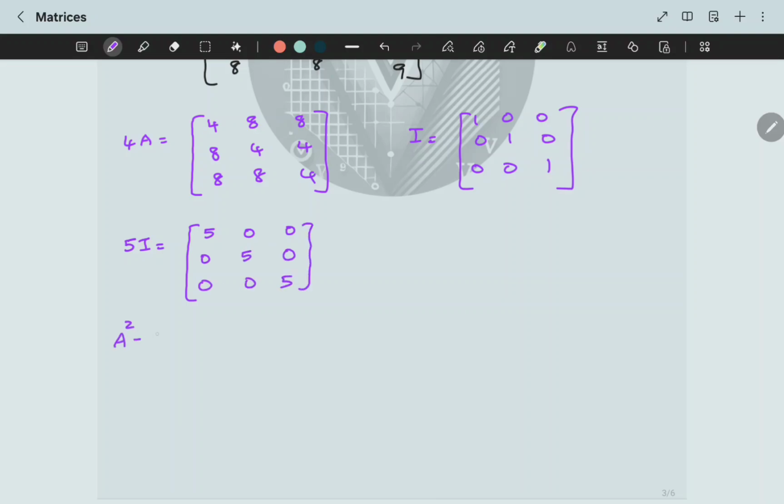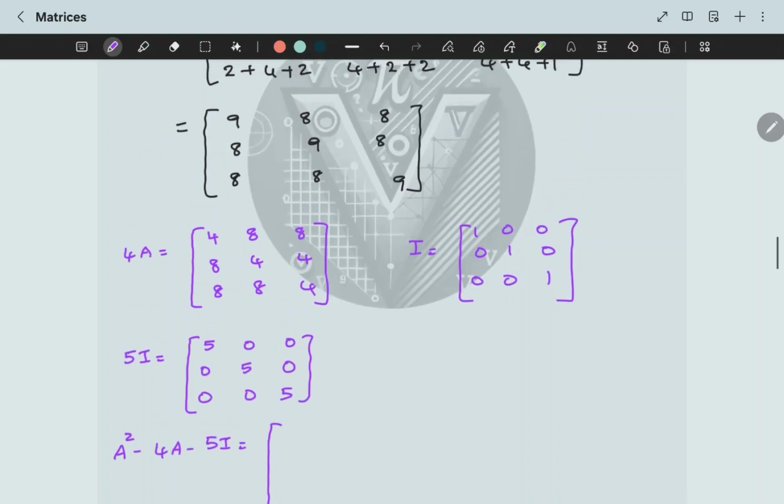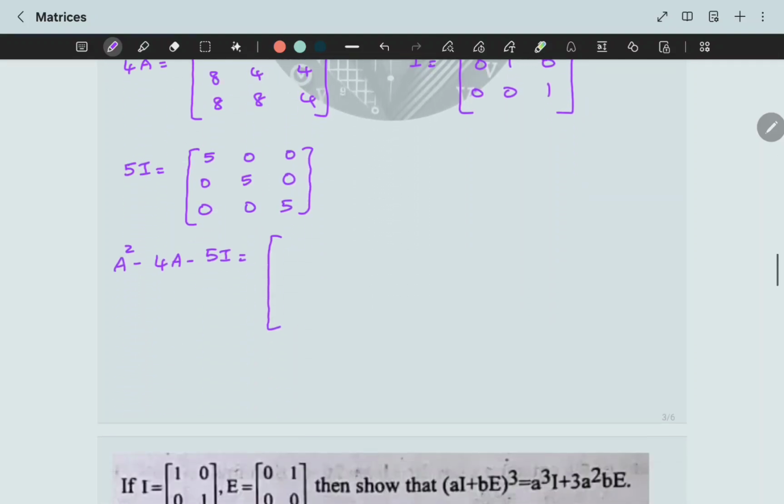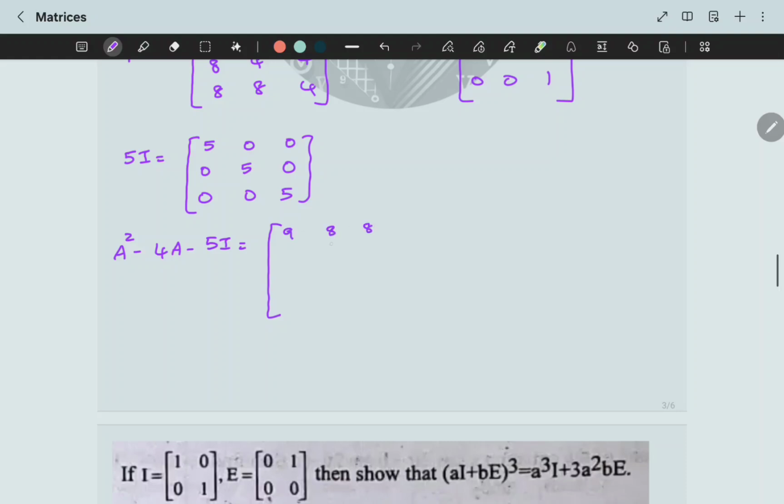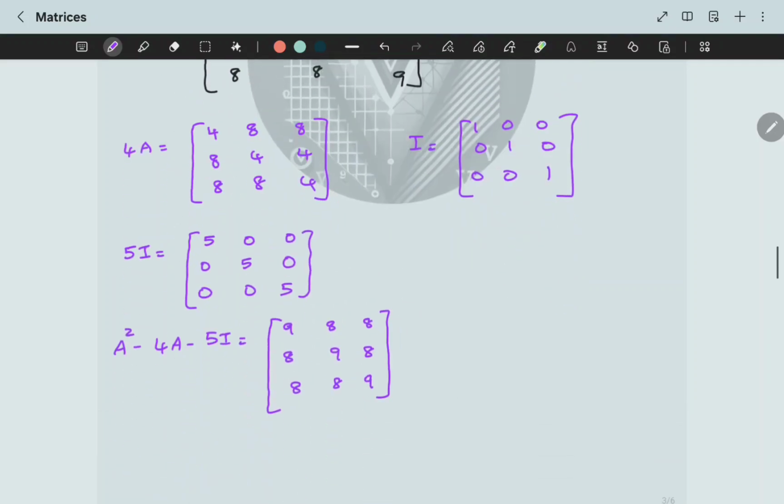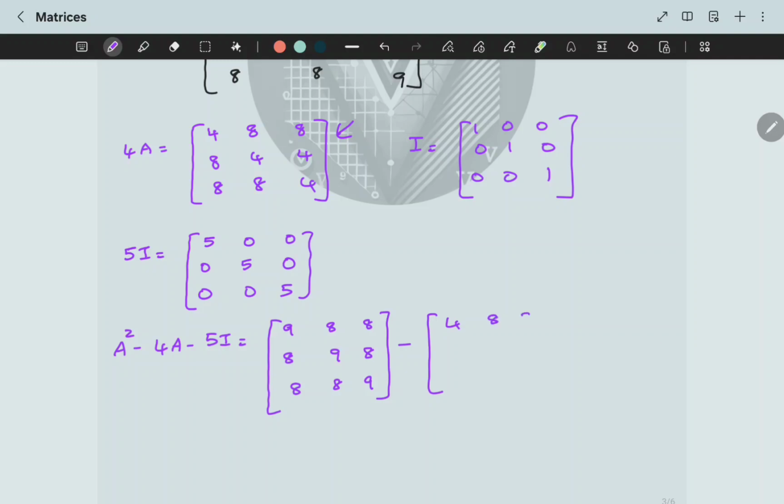Now they are asking us to find A square minus 4A minus 5I. So what will that be? A square is 9 8 8, 8 9 8, 8 8 9. అర్థమైందా? A స్క్వేర్ వాల్యూ ఇక్కడ నుంచి రాస్తున్నాం. A స్క్వేర్ మ్యాట్రిక్స్ మైనస్ 4A. 4A అనేది ఇది, దట్ ఈస్ 4 8 8, 8 4 4, 8 8 4, మైనస్ 5I వాల్యూ 5 0 0, 0 5 0, 0 0 5.